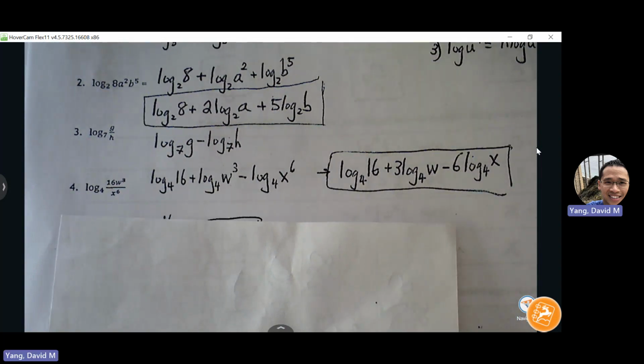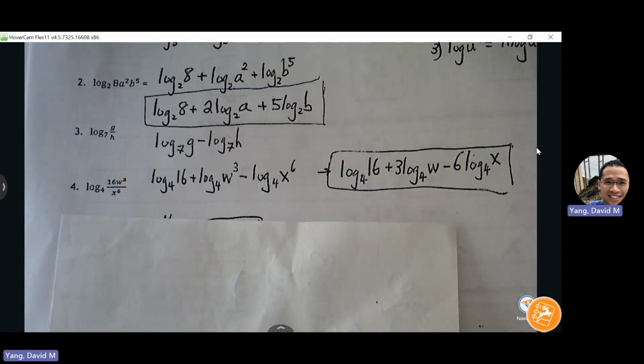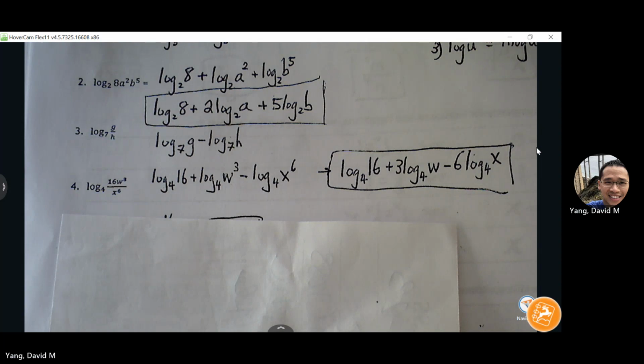So this is what number 4 looks like. Log base 4 of 16 plus log base 4 of w cubed minus log base 4 of x to the 6th. And then to go even further, we can bring the exponents down, and that's our fully expanded term.